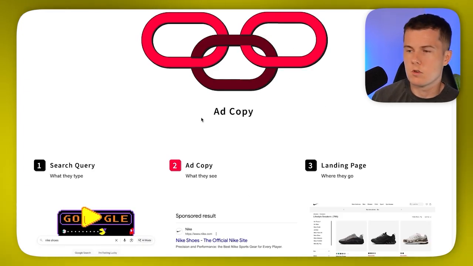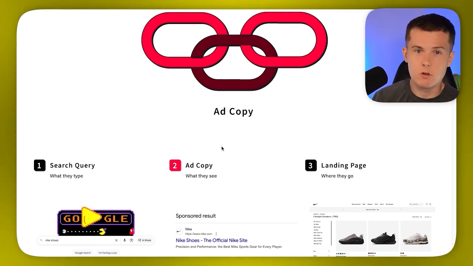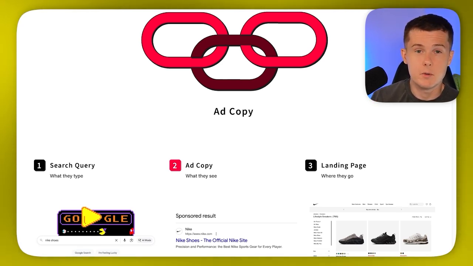When someone searches for running shoes for knee pain, your ad headline better mention knee pain relief. Your ad description should talk about joint support, and when they click through, your landing page should focus on their exact problem, not just general running shoes. You see, if there's any disconnect between these 3 elements, you lose them. They'll hit the back button faster than you can say bounce rate.